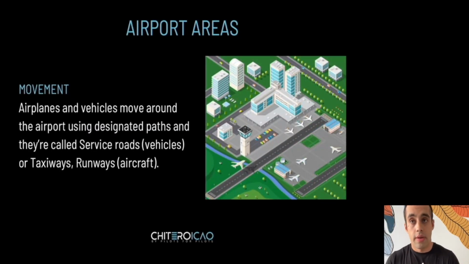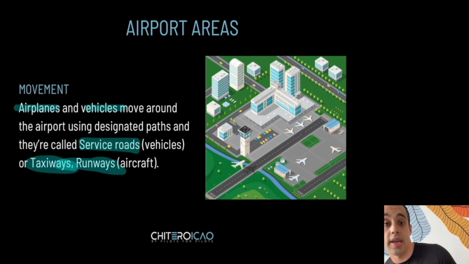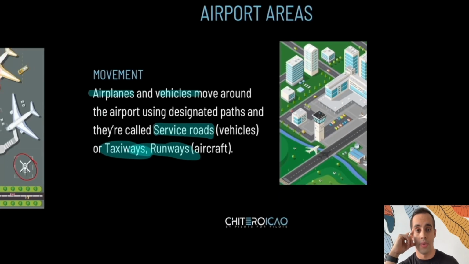Let's talk about the movement area now. We are going to become a bit more operational. When we talk about the movement area, it's basically where airplanes and vehicles move around the airport, right? The vehicles, the cars, the vans, the trucks, they use service roads. Airplanes use the taxiways and the runways, all right? That's how they take off, land, and move around the airport. Everything together, we can call that the movement area.